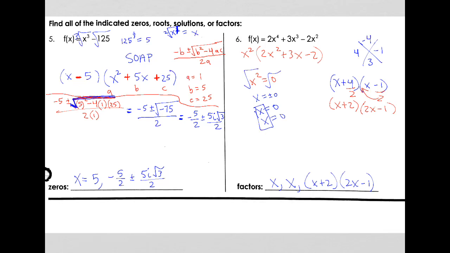So let's keep it moving to number 7. So this is telling us to find all the indicated zeros, root solutions, or factors. Under this particular problem, it's telling us to list the factors. So the question is, how do we do that? So what we do is we're going to take this entire function right here and we're going to type it in the TI-36X Pro into the table.